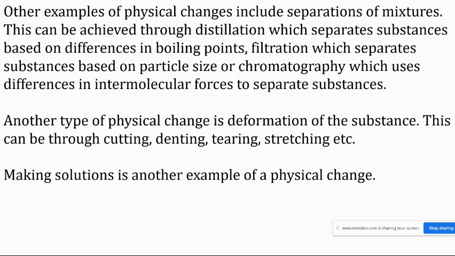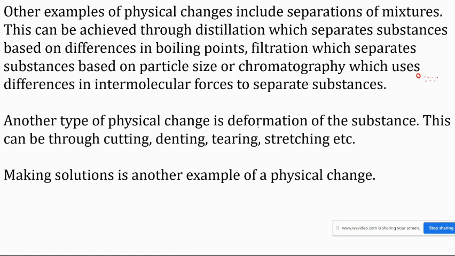Filtration is based on particle size. You can get different types of filters. Even at your house, you probably have a colander and a strainer. The colander has holes that are like this, and the strainer has holes that are like this. They're going to allow things through the colander that you wouldn't allow through here. Okay.